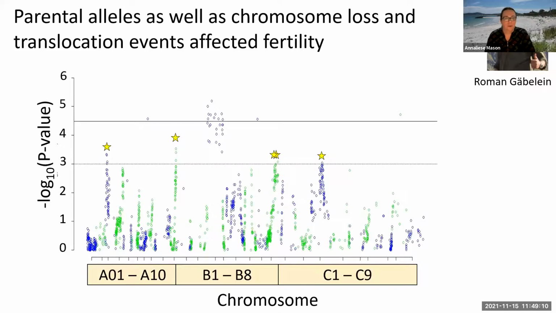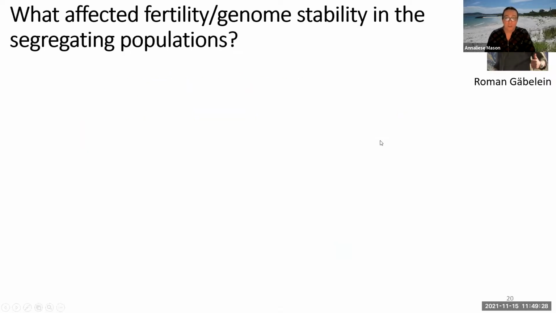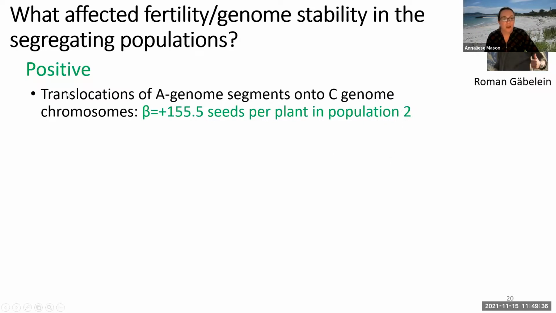Okay, so our original idea to map for the meiotic stability was a bit challenging. We saw presence or absence of chromosome B3 had an effect. There were some potential QTLs that came up as associated with the fertility, and translocation also here. So in general, as an overview, what was affecting fertility and genome stability in these extremely de novo hybrid populations? Positively affecting fertility was, interestingly, this translocations of A genome segments onto C genome chromosomes. So this is somewhat of an explanatory mechanism for this bias we keep seeing.